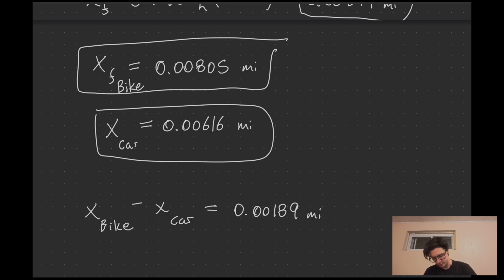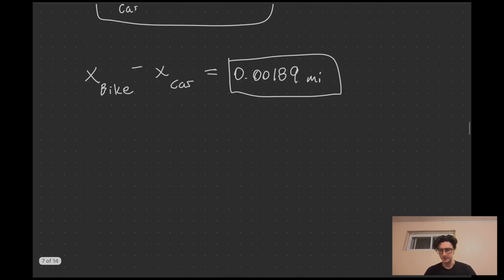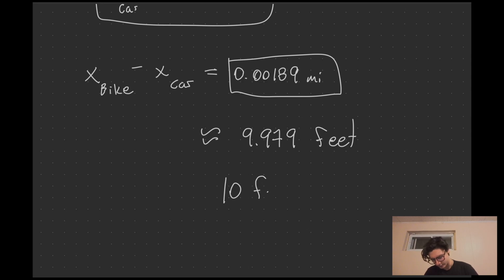0.00189 miles. And the book actually has the answer in feet. So I'm just going to check the miles to feet conversion. 1 mile equals 5280 feet. We have here 0.00189 miles, and this is roughly 9.979 feet. And the book rounds this to 10 feet. And this is the right answer.